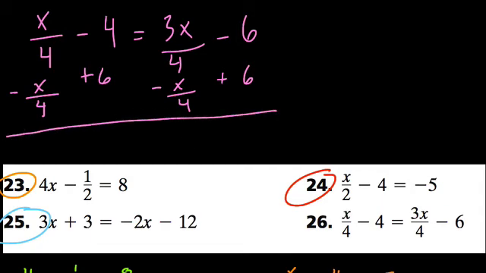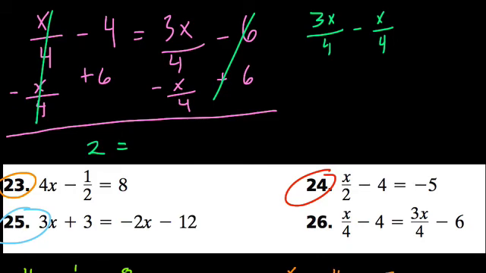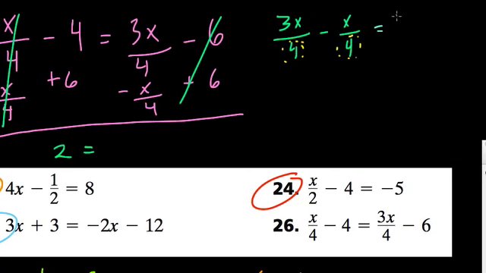And this might look overwhelming, but look how nice this equation narrows down. -6 and 6 is 0. X over 4 minus x over 4 is 0. -4 plus 6 is 2. And 3x over 4 minus x over 4, well, that would be something like this, right? They have the same denominator, they both have a 4, and we're subtracting. So what do? Well, when you have the same denominator, you're subtracting, you just subtract the numerators. Here we get 2x over 4, and 2 divided by 4 is just 1/2, so you get 1/2 x.